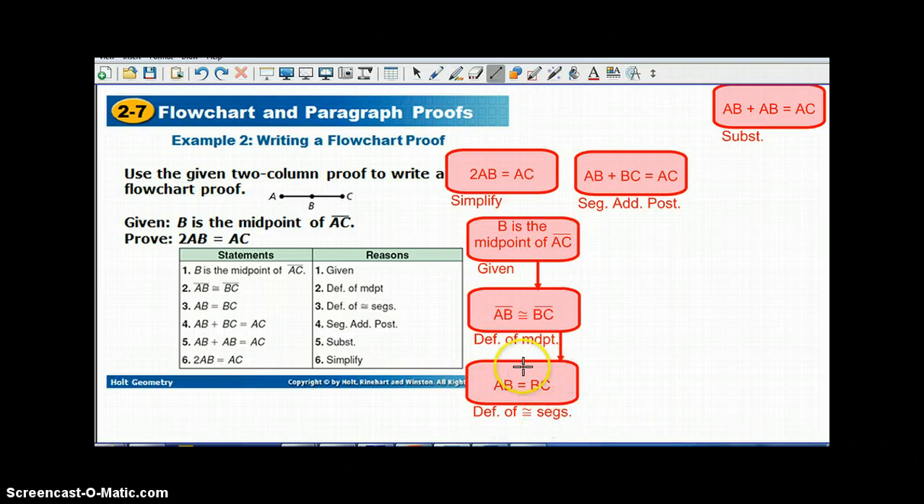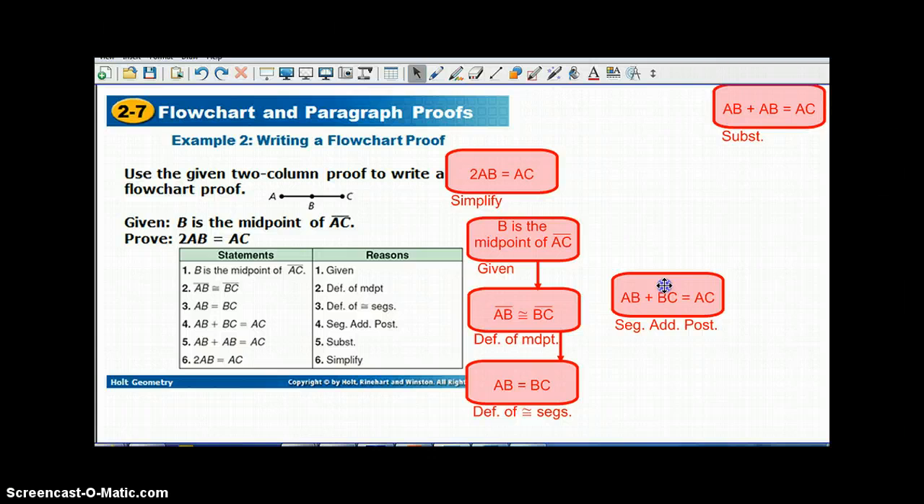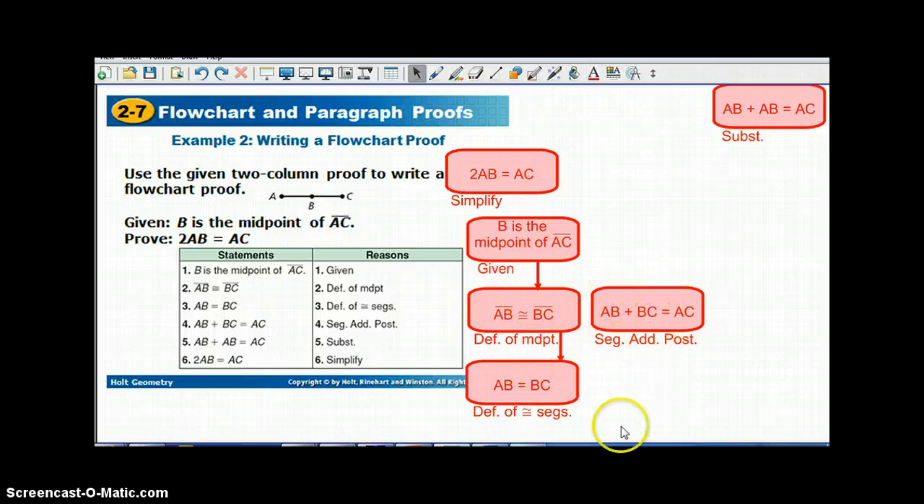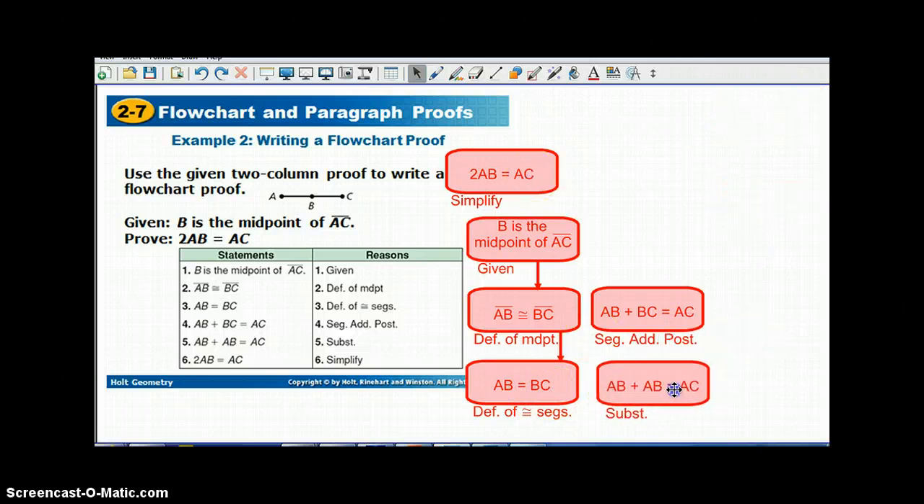But before I can say anything else, this statement, AB plus BC equals AC, comes from our segment addition postulate. Like I said earlier, that is a separate branch that is going to lead me to another statement. And so I'm not going to connect it to anything else yet. It's going to lead me to this statement right here. Because of the segment addition postulate, then I have an equation I can substitute equal values into. So that is where I come up with this statement.